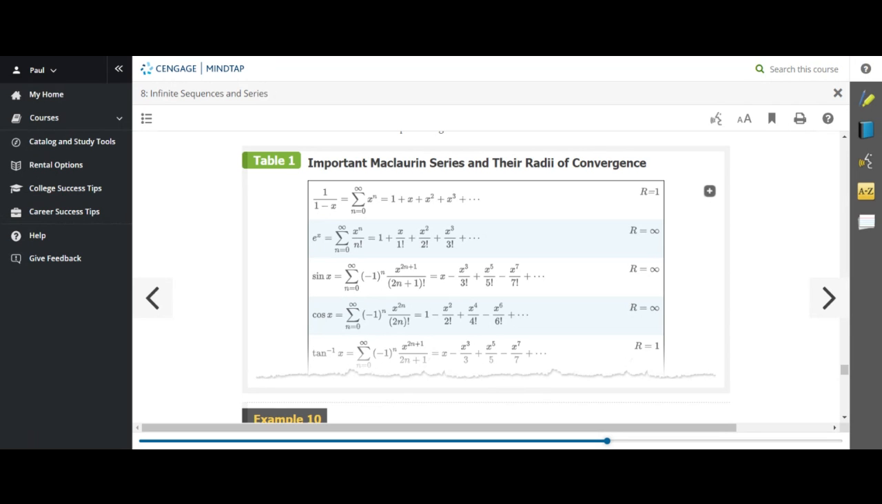Now, what I've done is I've actually created a handout that has the Maclaurin series and actually intervals of convergence in it as well, along with some other formulas. So let me show you where that is. One moment. Let me go into the.